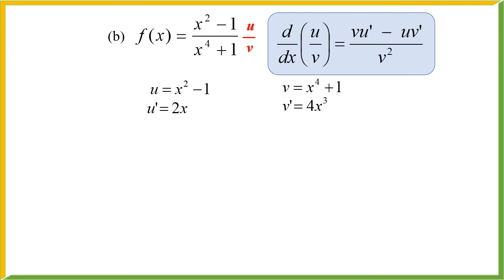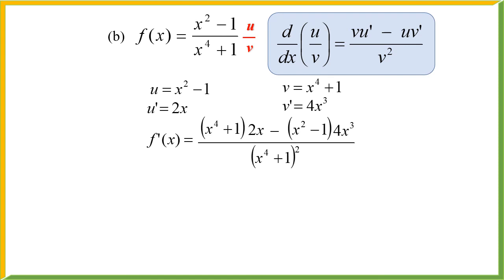So you should be expert in using the basic rule already lah. Okay, so practice makes perfect. So what is the formula for the quotient rule? It will be v u prime minus u v prime. So we have x power of 4 plus 1 multiplied by 2x, and then minus with u, which is x squared minus 1 multiplied by the v prime, which is equal to 4x cubed, and divided by v squared, which is x power 4 plus 1 all square.